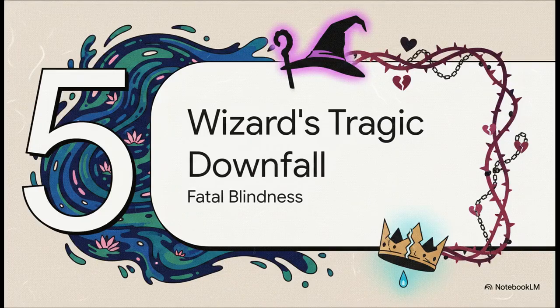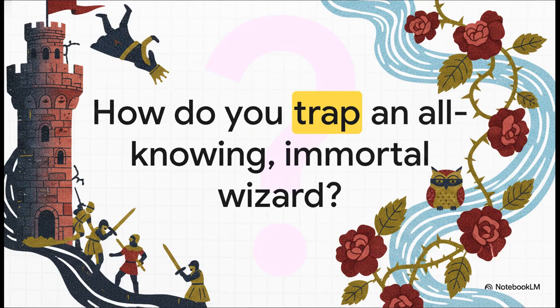Which brings us to our final act. Chapter 5, The Wizard's Tragic Downfall, The Fatal Blindness of the Prophet. It presents a fascinating puzzle, right? How exactly do you trap an all-knowing immortal wizard? I mean, how does a guy who can see the fall of empires and orchestrate the destinies of kings totally fail to see his own impending doom?